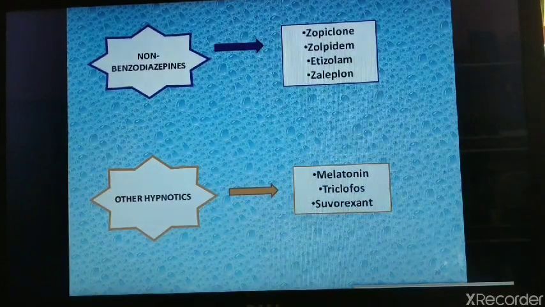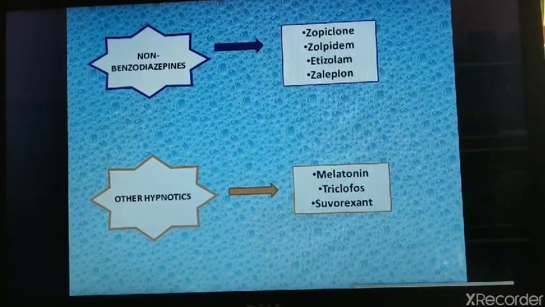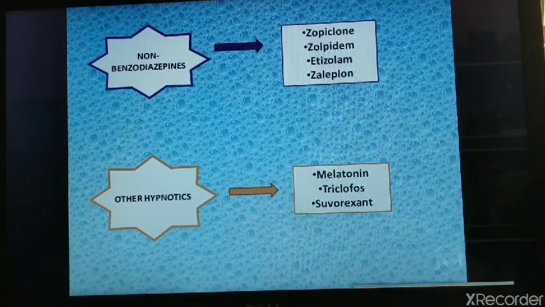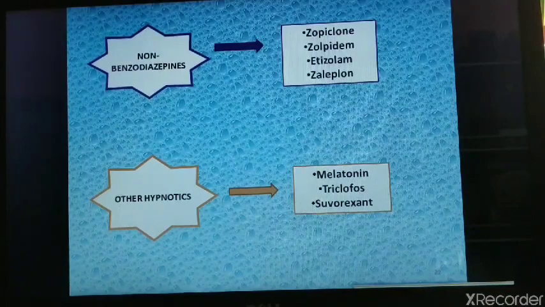The next classes of sedatives and hypnotics are non-benzodiazepines and other hypnotics. Non-benzodiazepines include zopiclone, zolpidem, etizolam, and zaleplon. Other hypnotics involve melatonin, triclofos, and suvorexant.